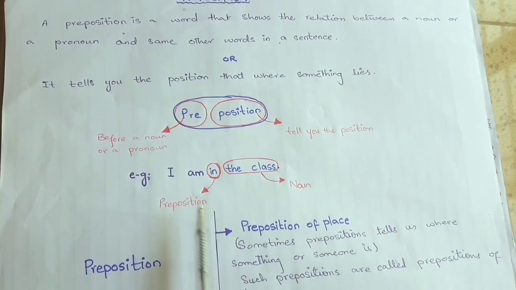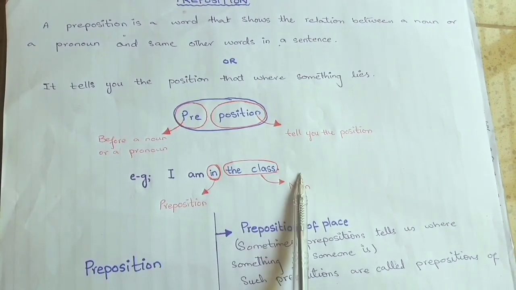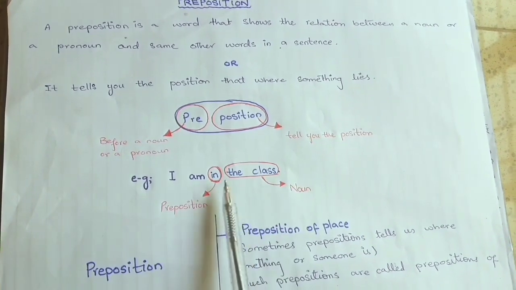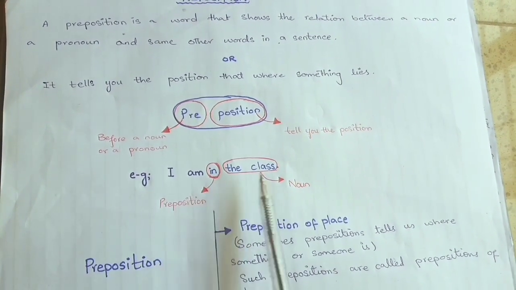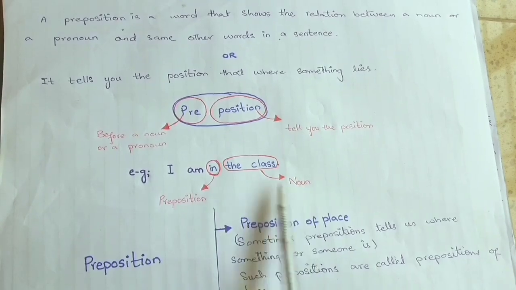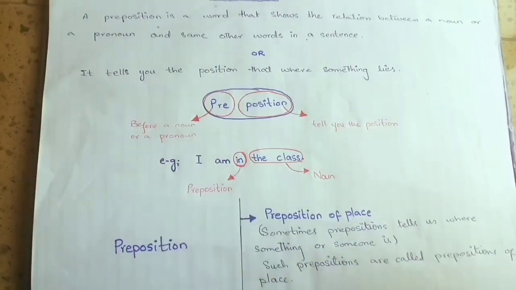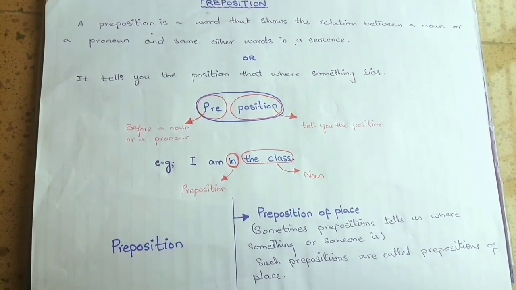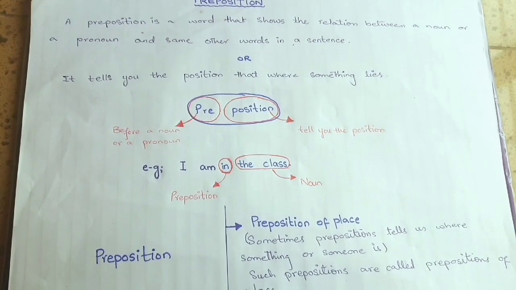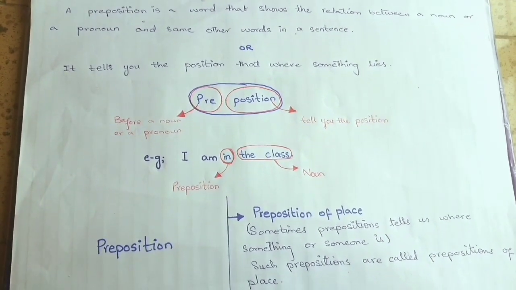For instance, if I say, I am in the class, in this sentence, in is a preposition, whereas the class is a noun. Different prepositions show different relations. So let's start with the prepositional relationships.